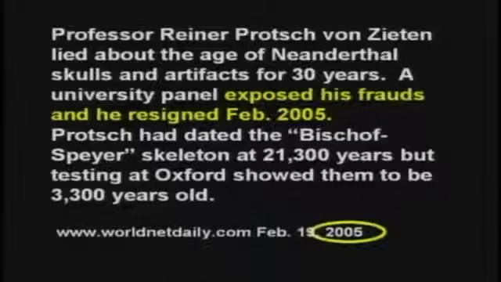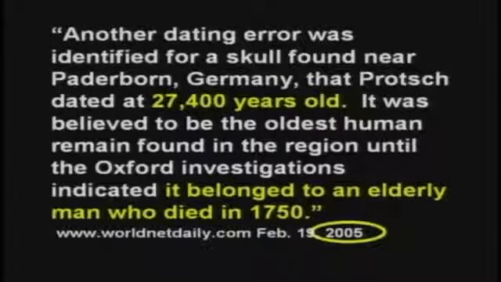Professor Rainer Protsch von Zieten, earlier this February of 2005, was resigned from his professorship because he'd been lying about carbon dating for years. His frauds were exposed in February of 2005. He had dated the Hahnöfersand skeleton at 21,300 years old, but when they tested it at Oxford, they said it's only 3,300 years old. 700% error. Professor Protsch had said he had found the oldest German, 27,400 years old. They tested it at Oxford and said, this is an old man that died in 1750. He's 250 years old. The professor had been lying about this stuff for decades, and so he finally resigned in disgrace. Well, he should, okay?